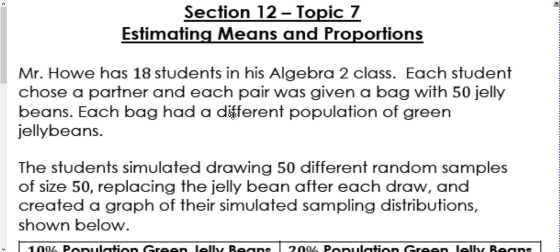Each student chose a partner, and each pair was given a bag with 50 jelly beans. Each bag had a different population of green jelly beans. In other words, the students don't know how many green jelly beans are in each bag, right? So they had a different population.